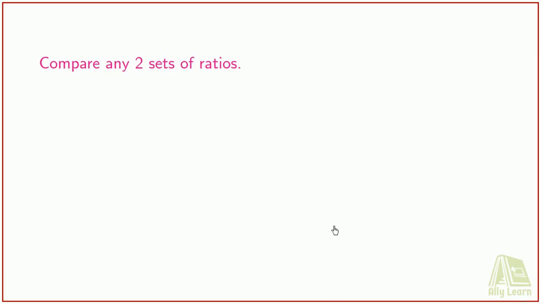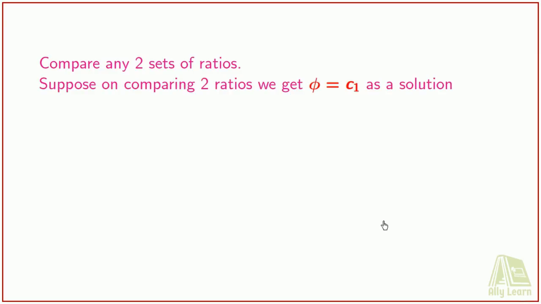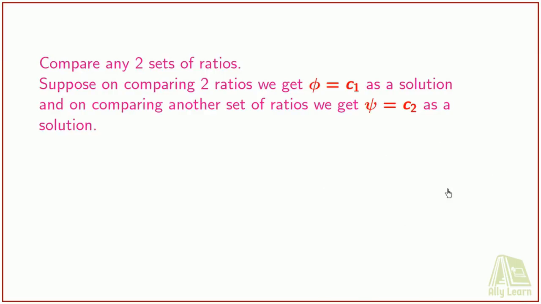So I repeat, we have to compare two sets of ratios, and on comparing, we will get two solution curves. Firstly, phi is equal to C1, and secondly, psi is equal to C2. Suppose phi is equal to C1 is obtained on comparing the first set of ratios, and psi is equal to C2 is obtained on comparing the second set of ratios. So we compare two sets of ratios and we get the two solution curves as phi equals C1 and psi equals C2.